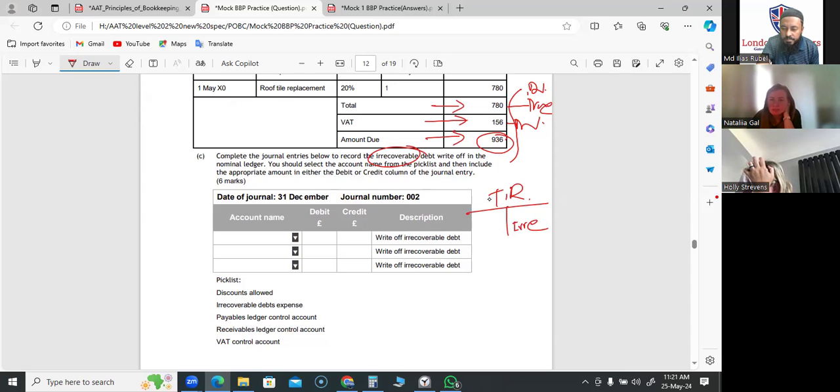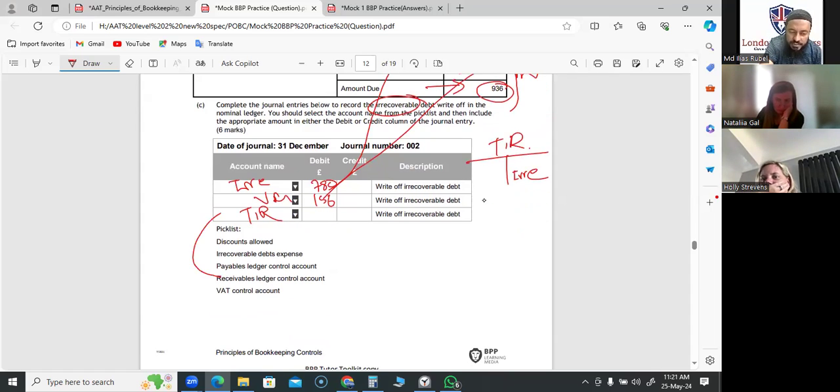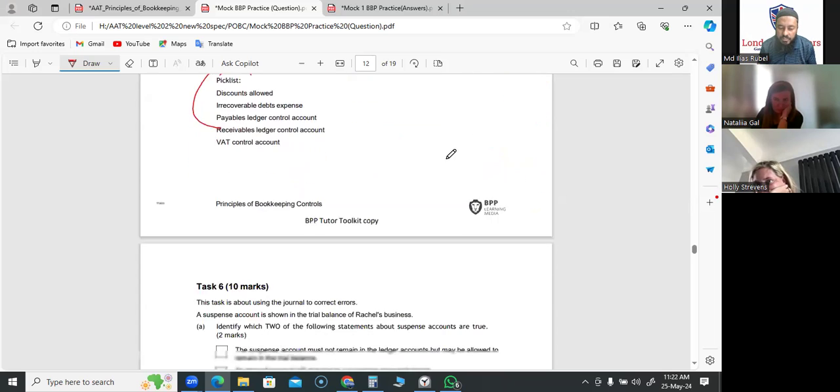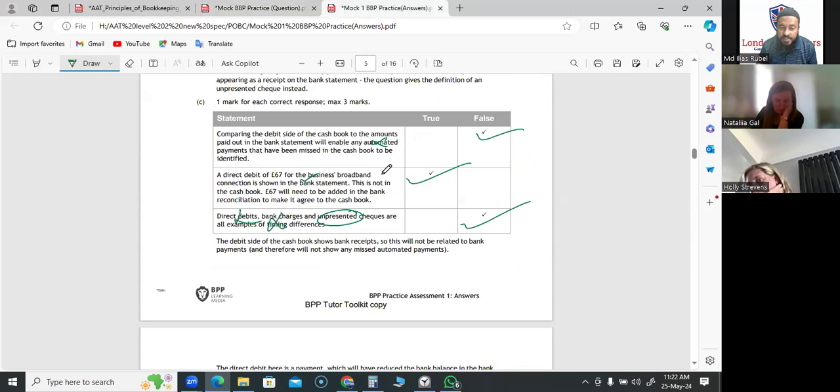So irrecoverable debit by 780, VAT debit by 156, and trade receivables ledger control account, which is this basically. Receivables ledger control account is credit by the full amount, 936. This is the journal, guys. Irrecoverable debit, VAT debit, receivables control account credit. That's it. Let's check the answer quickly.